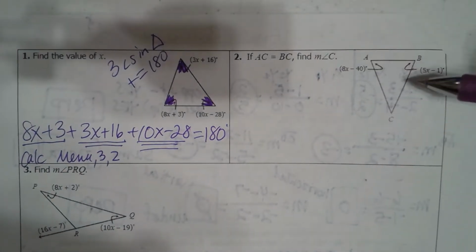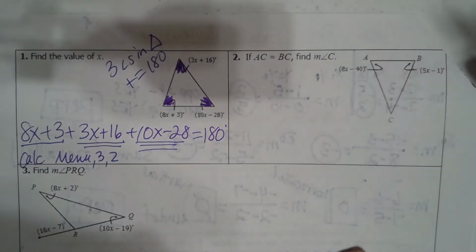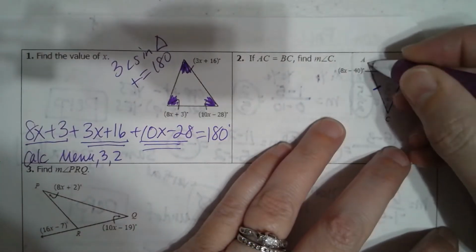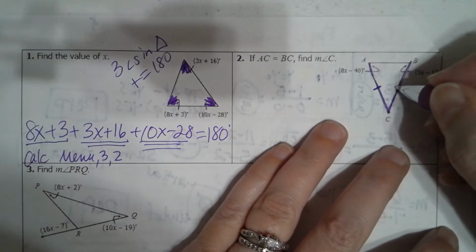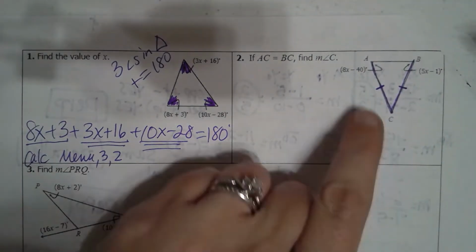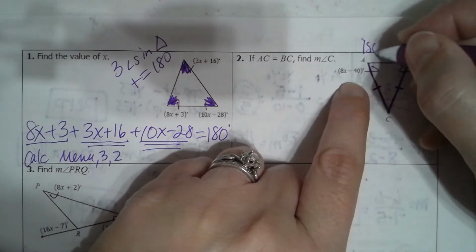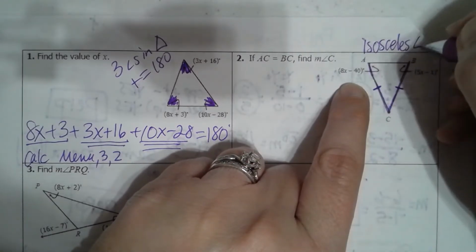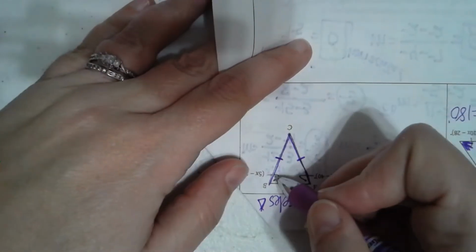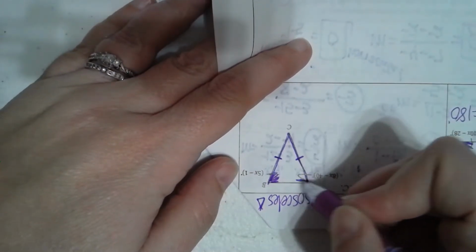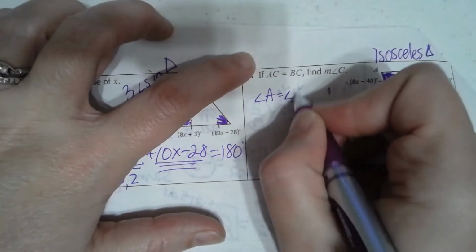Okay, number 2, if AC equals BC. AC is this piece right here on the left, BC is this piece on the right. Why would they tell us that? If we have two sides the same, this is now an isosceles triangle. Two sides the same, we also get two angles the same. If we think of it like a Christmas tree, it would be upside down like this, right? So these two angles down here would be our base angles. So those two angles, A and B, are going to be equal. Angle A equals angle B.